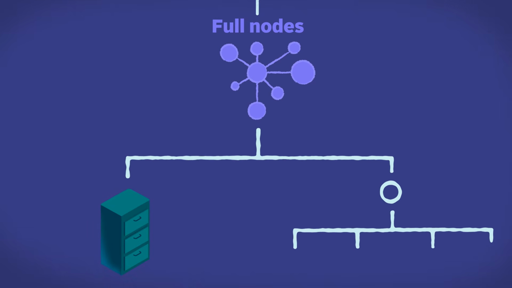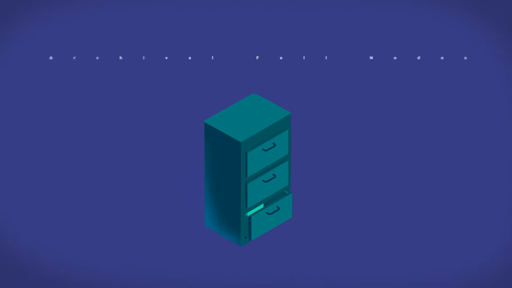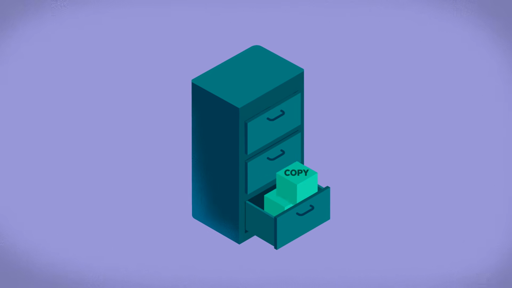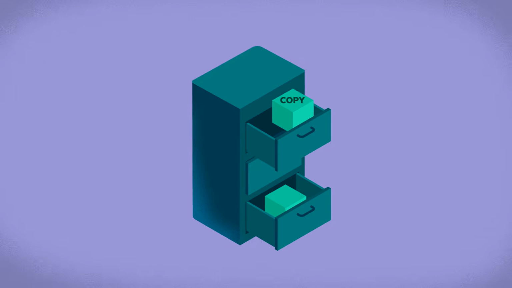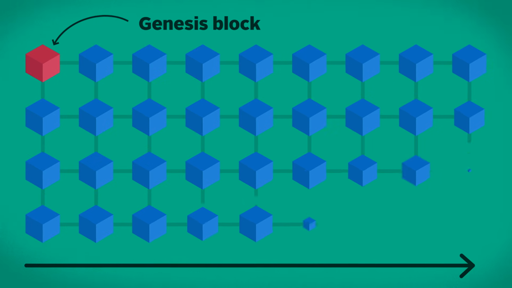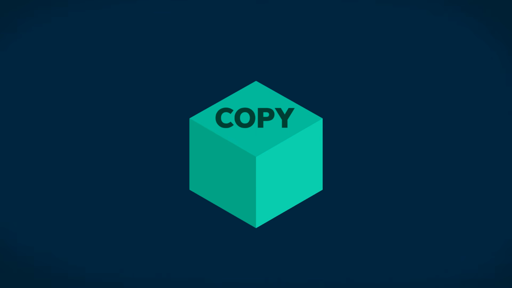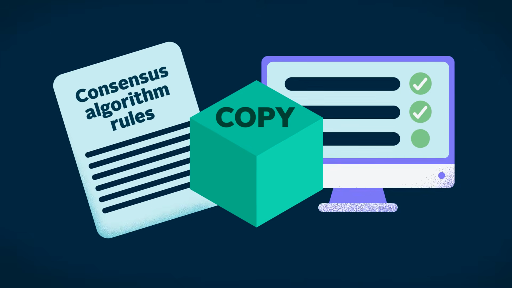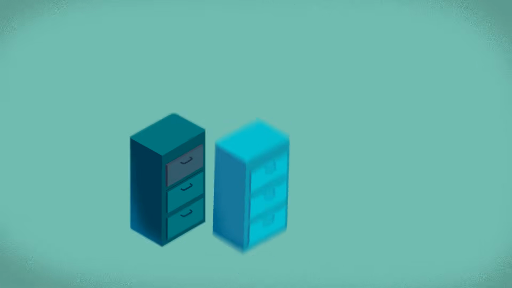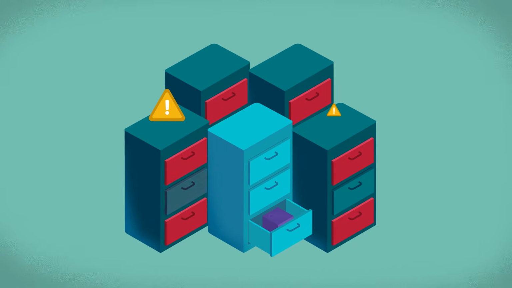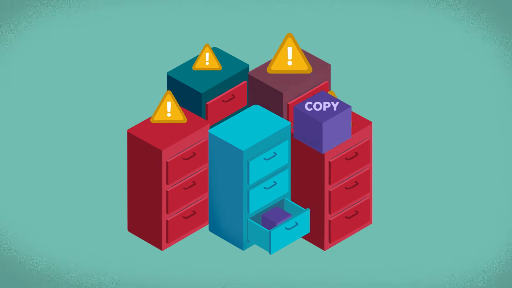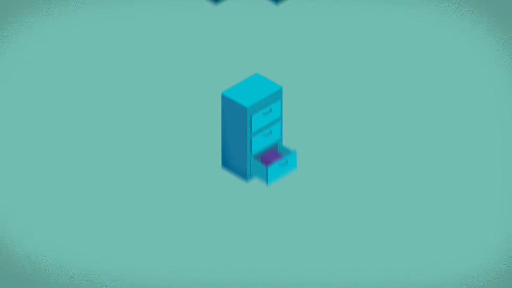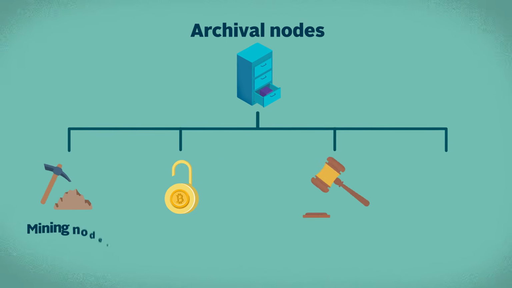Full nodes can also be split into two. We'll start with archival full nodes. Archival full nodes maintain a complete copy of a blockchain's transaction history, from the genesis block to the most recent. They are responsible for enforcing the consensus algorithm rules and participating in validating transactions, meaning that in case of a failure, a blockchain can be completely reconstructed as long as there remains a single intact archival full node in the network. Archival nodes can be further divided into four types.